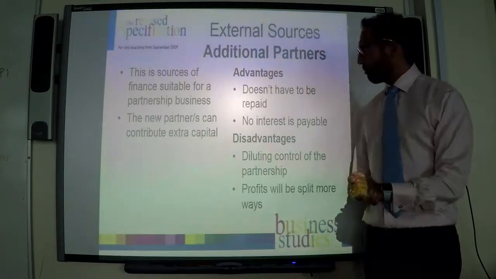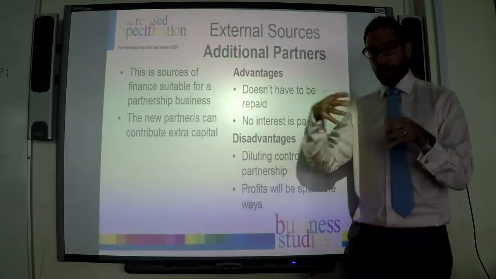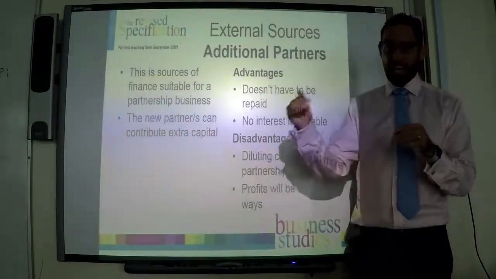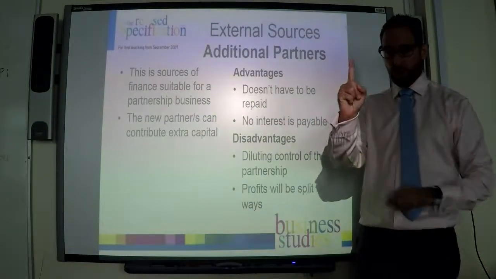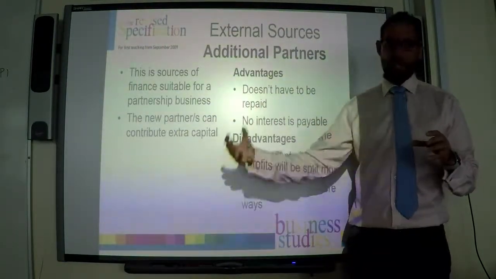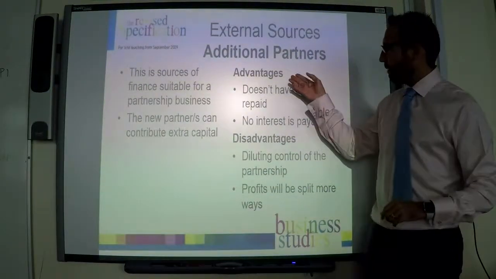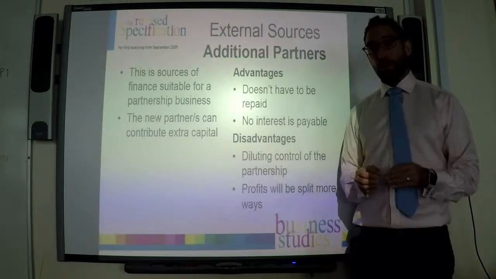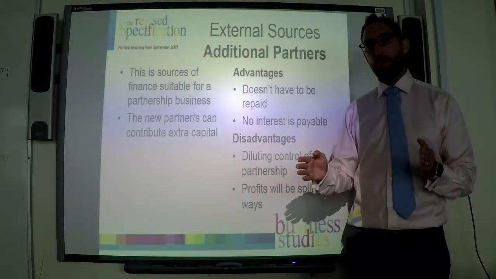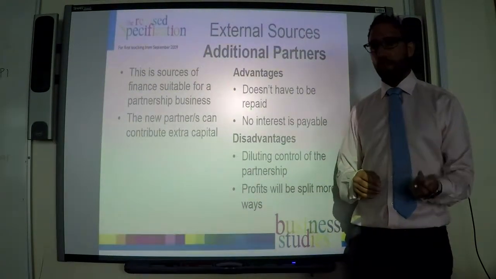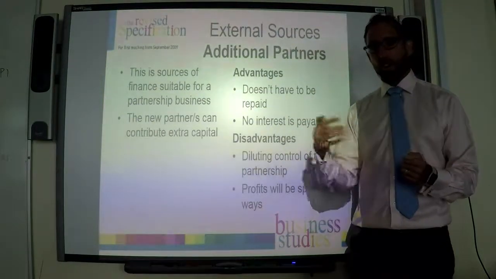Additional partners. If you think of a partnership, or even a sole trader, if a sole trader becomes a partnership, an additional partner is just adding a partner into the business. So if you have one sole trader and then he or she has a partner, that's 2 partners, we become a partnership, okay? Or we just add more partners. Remember, a partnership is 2 to 20 partners. So if you have 4 partners, you can add 1 more partner, that's 5 partners.